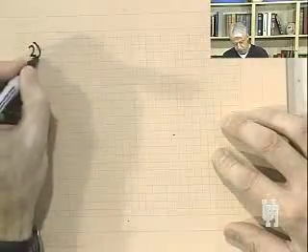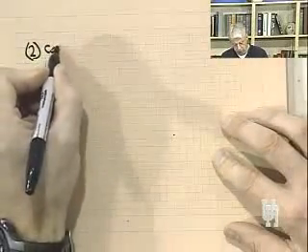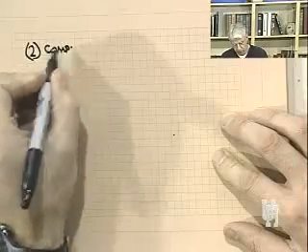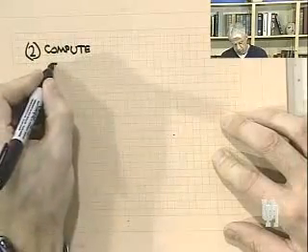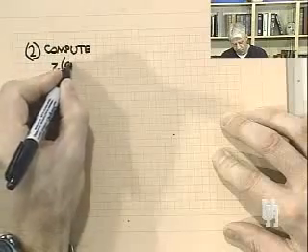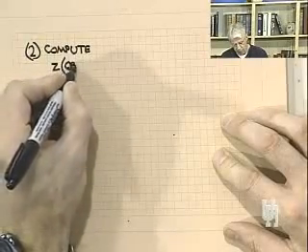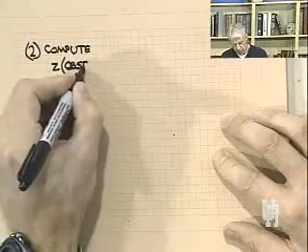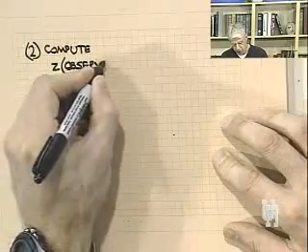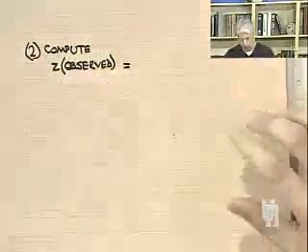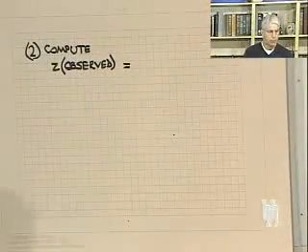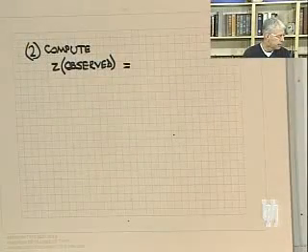So step 2. Step 2 is to compute the observed or obtained value of Z. And in order to do that, what formula do I use?